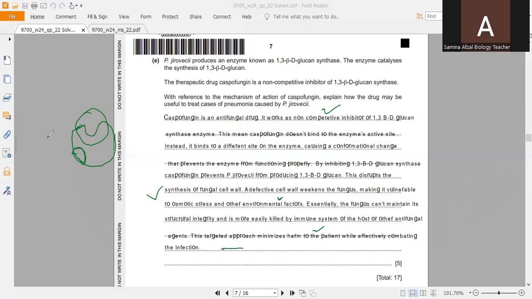So in this way, we can say that the action of the caspofungin drug may be useful to treat cases of pneumonia caused by P0VC. It was all about questions number 1 and 2 of part 1.